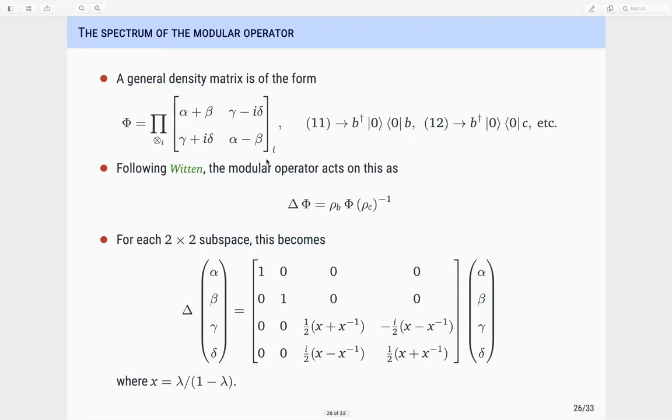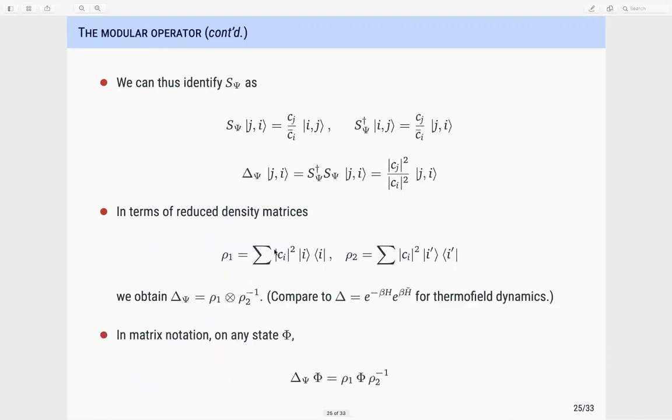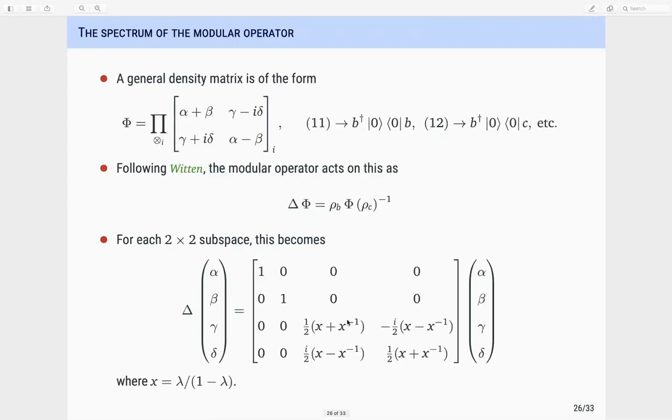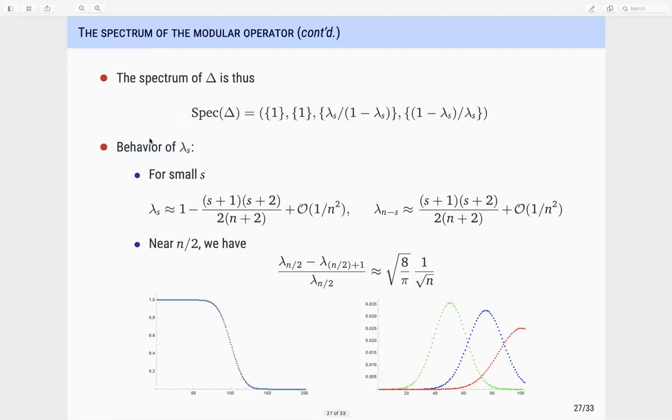Alpha, beta are real numbers. Act on this formula here. It works out to be this statement in terms of alpha, beta, gamma, delta. So delta becomes, in the 2x2, in this phi state, this matrix where X is lambda over 1 minus lambda. So you calculate the spectrum from here. We have to take the product over all such states, and therefore the spectrum is given by the product of all these values possible in every possible way.